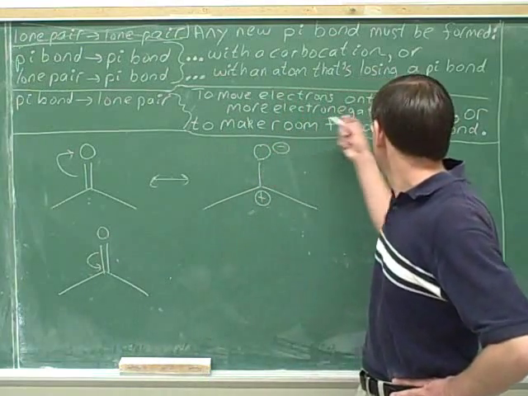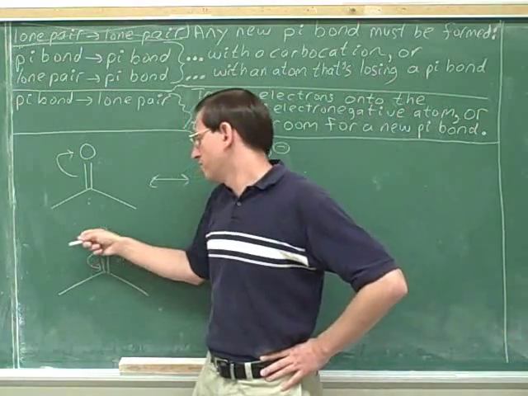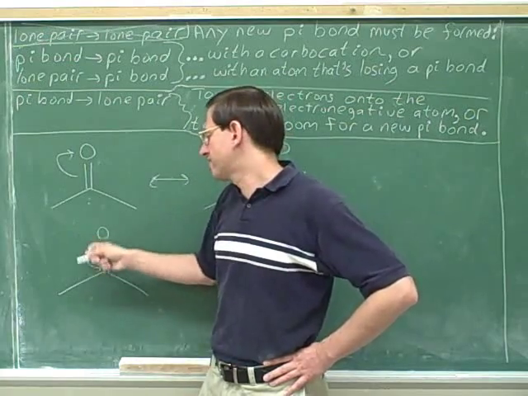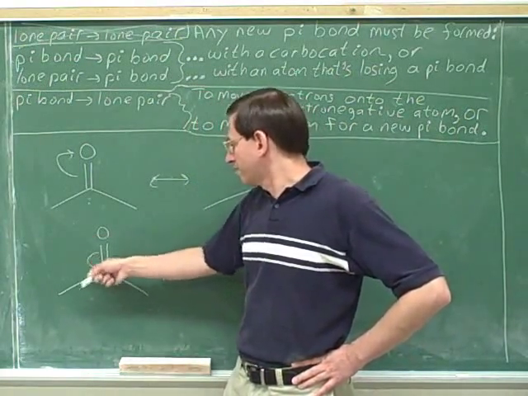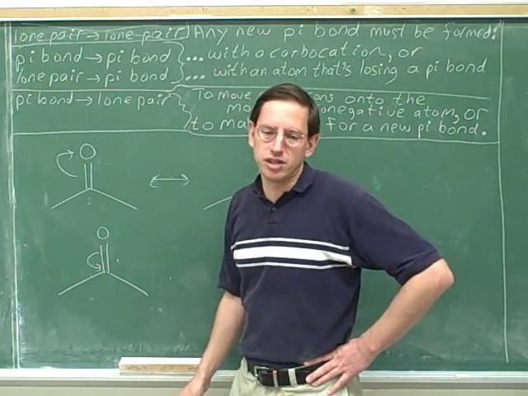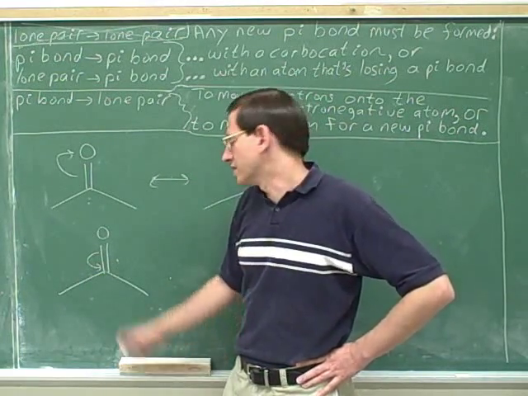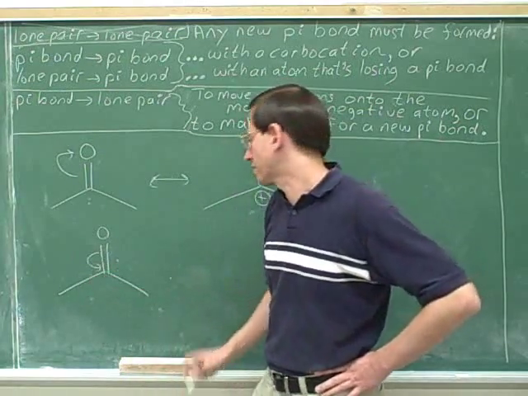And we're obviously not making room for any new pi bonds. We're not forming any new pi bonds back here on the oxygen. So this fails both of our criteria, so this is going to give us a completely insignificant resonance structure. It's a waste of time and just going to confuse us to draw this arrow and this resonance structure.